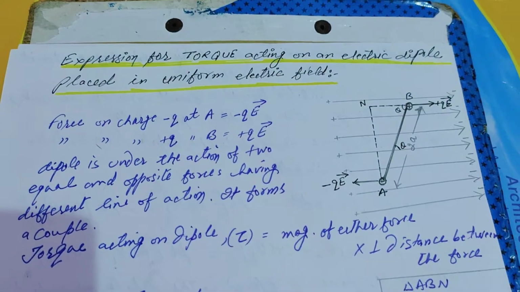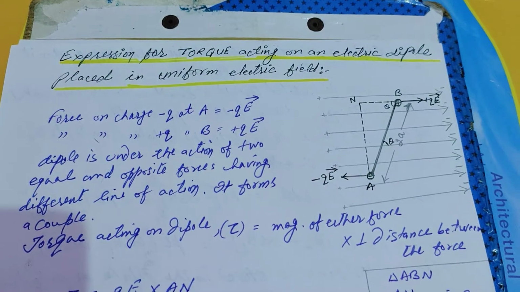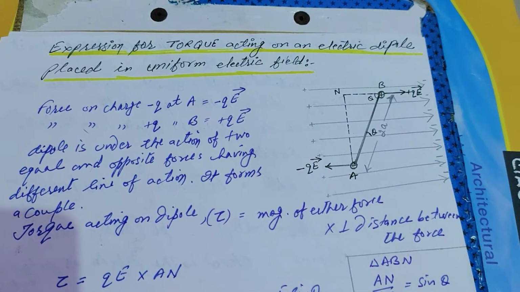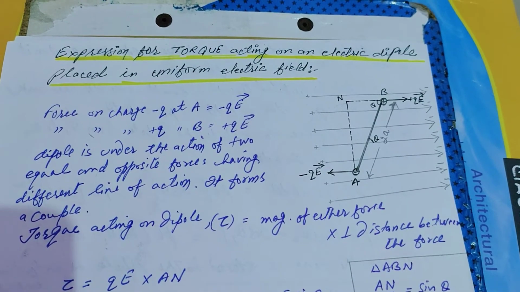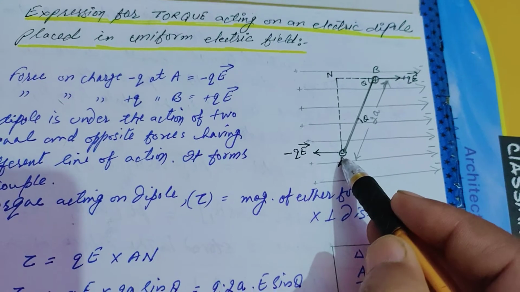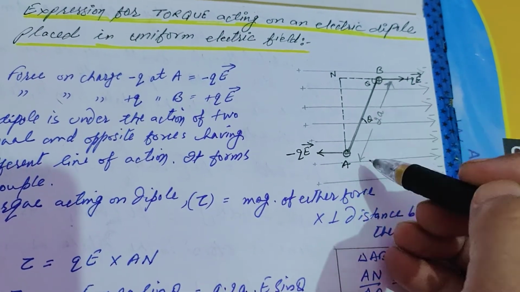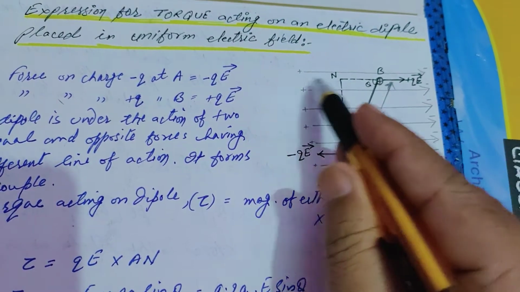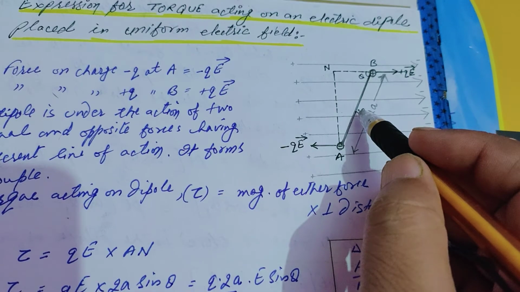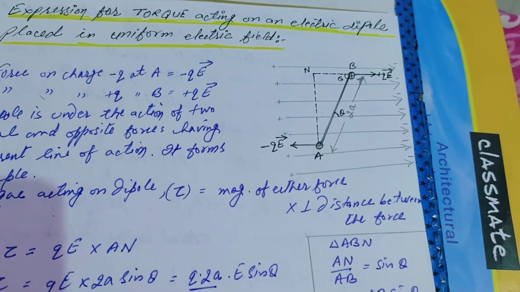So students, today I will explain how to derive a relation for torque acting on an electric dipole that is placed in uniform electric field. Let us consider an electric dipole AB of dipole length 2a placed in uniform electric field at an angle theta with the direction of electric field.